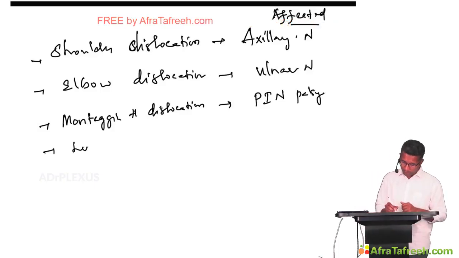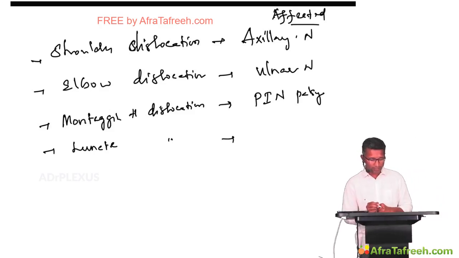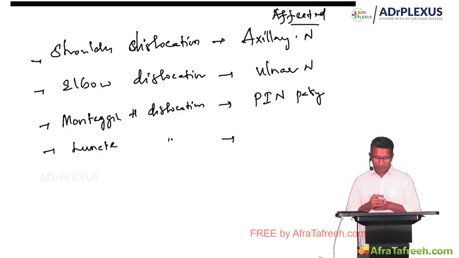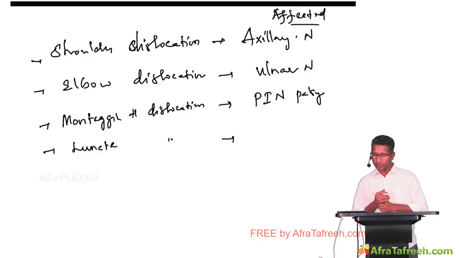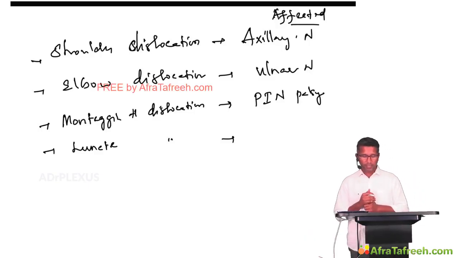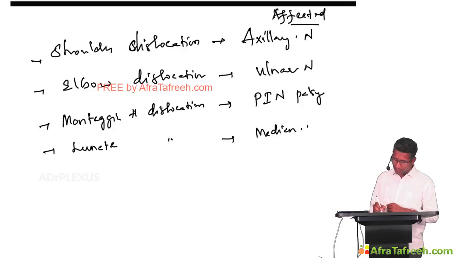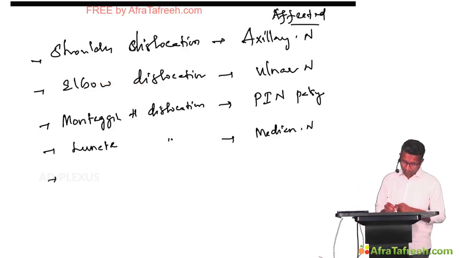Whenever there is a lunate dislocation, the answer is very simple. You should answer this, I am answering all the questions. What is the nerve that is affected in lunate dislocation? What is the nerve that runs in front of the lunate through the carpal tunnel, resulting in carpal tunnel syndrome, guys? Yes, very good, Vinita. It is the median nerve. The median nerve gets affected whenever there is a lunate dislocation.